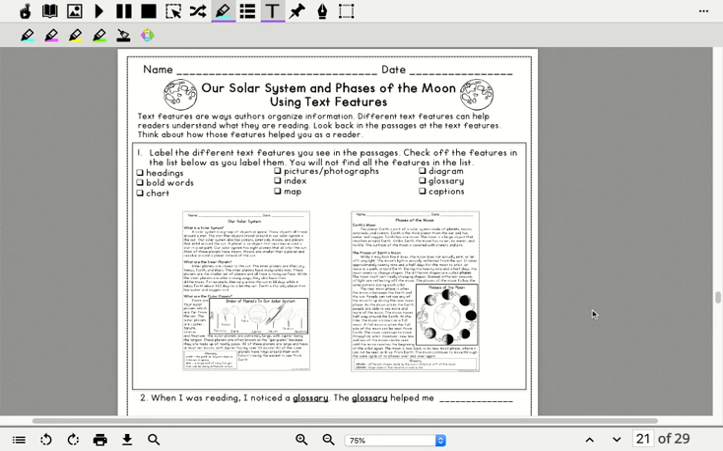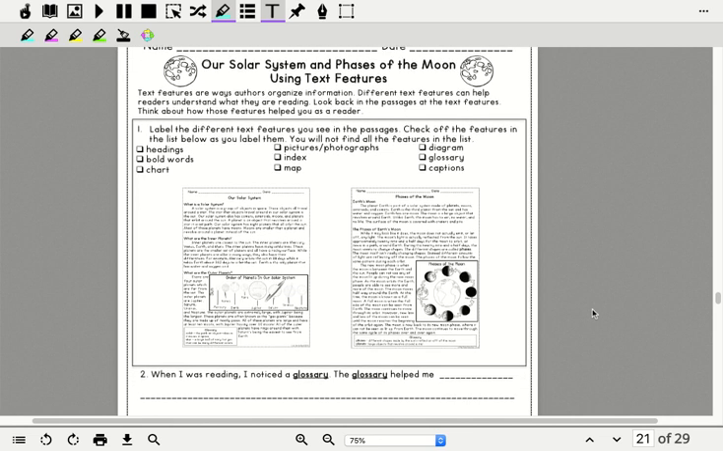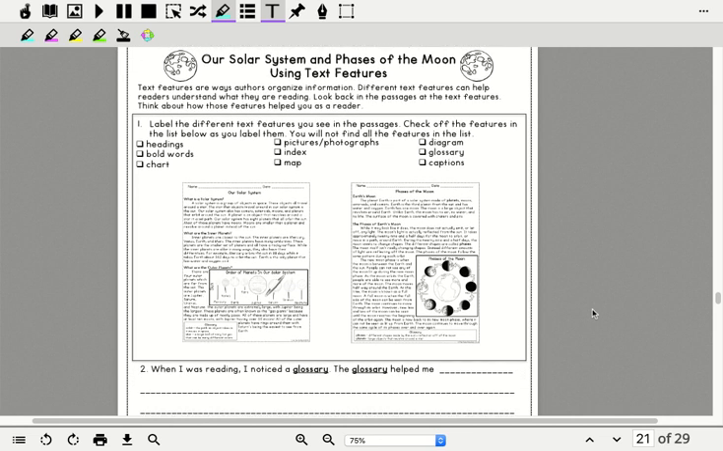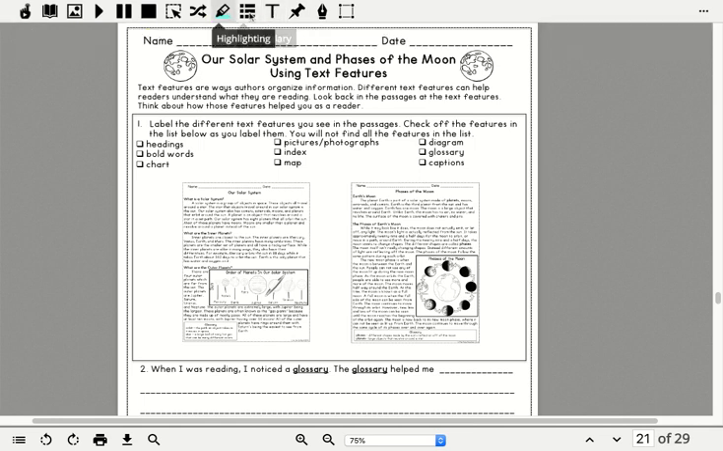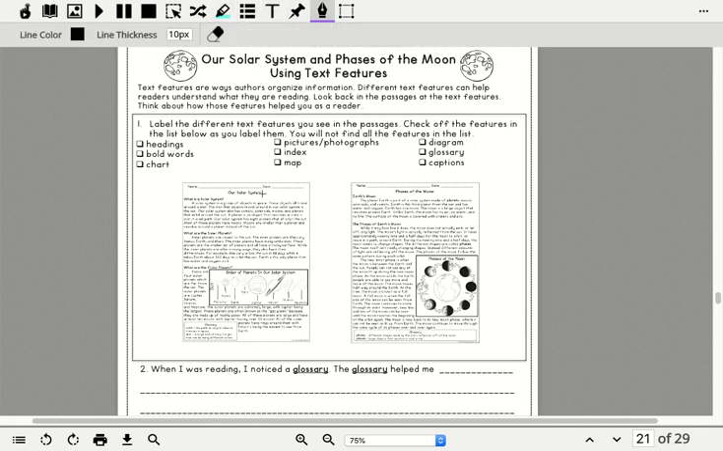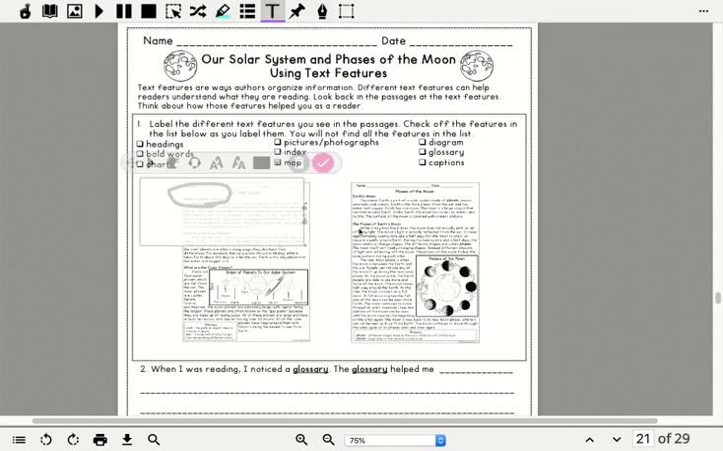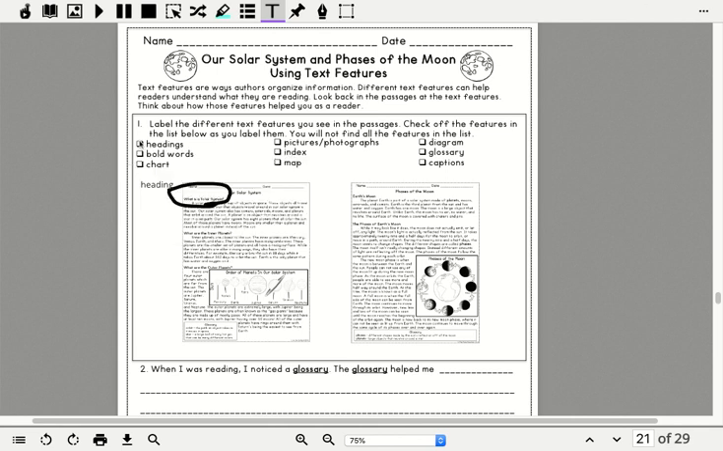So now we did one of the text feature papers in our last packet, so I'm sure you can figure this out. But we're labeling the text features. So let's go through and look at this, okay? The first one says headings. Of course we have headings. So let's circle up. We have a heading right here, okay? And you need to write heading next to it, so we know what you're talking about, okay?